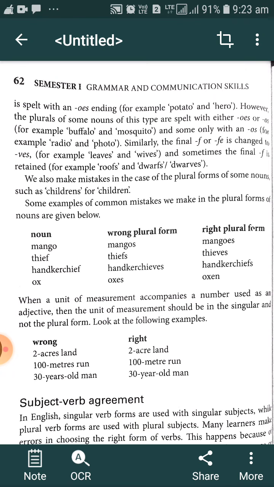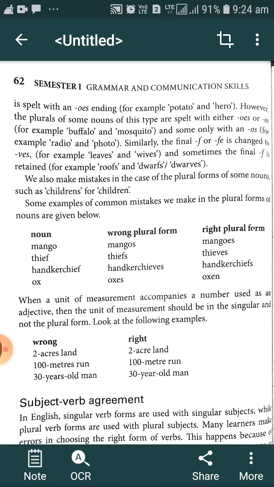Similarly, the final F or FE is changed into VES. Generally, when we form their plural, we have to convert that F or FE into VES. For example, leaves, wives. This type of transformation we have to do while forming the plural form of that particular noun. Sometimes the final F is retained. For example, roofs, drafts, and droughts.